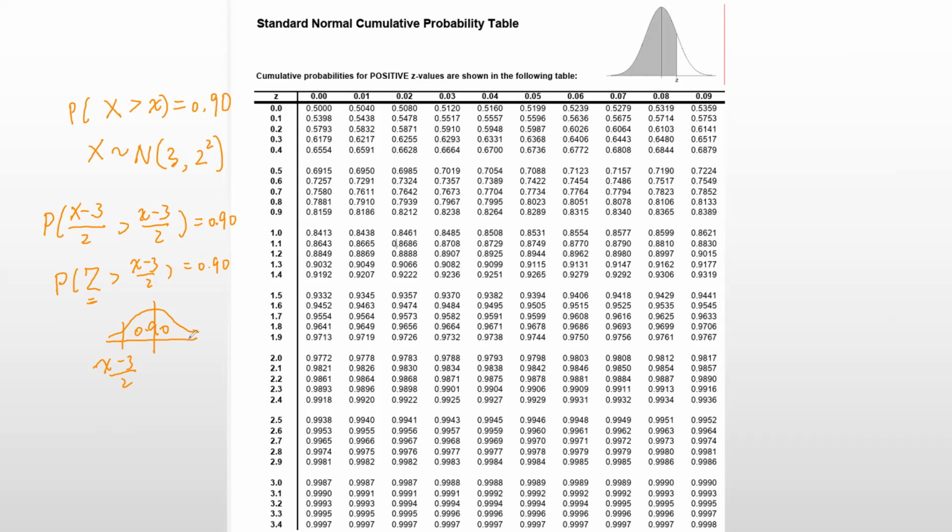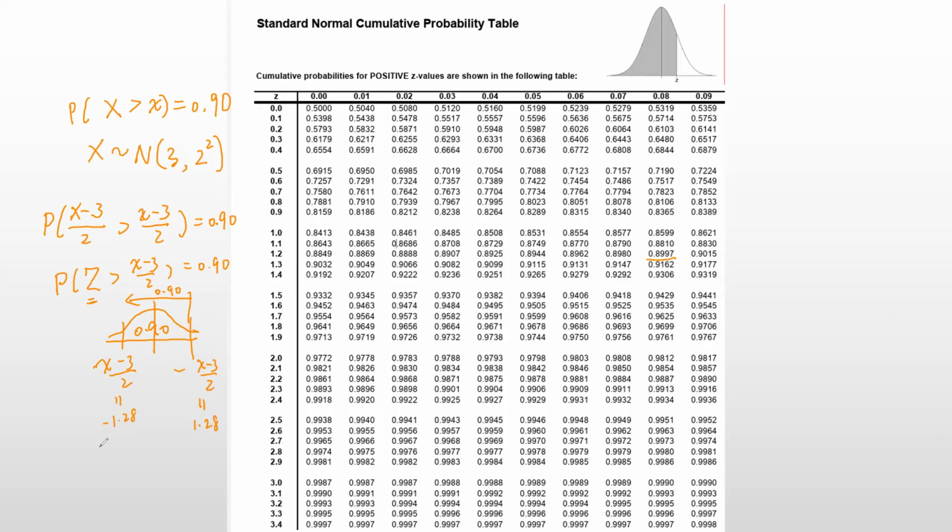It's on the right side. So you use symmetry. That means this is negative (x minus 3)/2, and to the left side is also 0.90. So I look at 0.90 as a probability. So where is that? I think this is pretty close. 1.28. So this number is 1.28. So this number is negative 1.28.